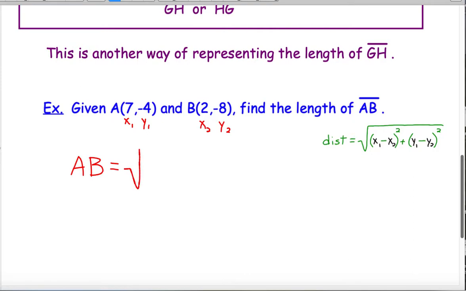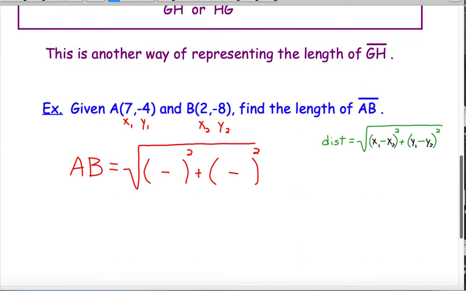I make a giant square root, 2 sets of parentheses. Each of them is squared, added together, and inside we're going to subtract. And what are we subtracting? Our numbers. So the first x number was 7, and the second one was 2. I got those from there and there. And then in the next parentheses, I'm going to subtract the y numbers.